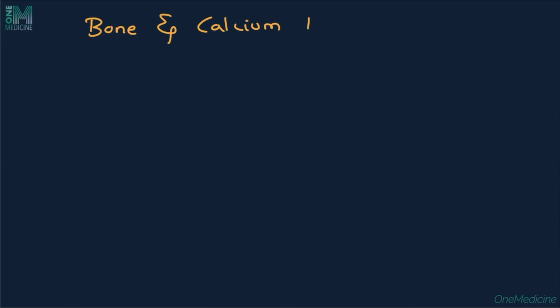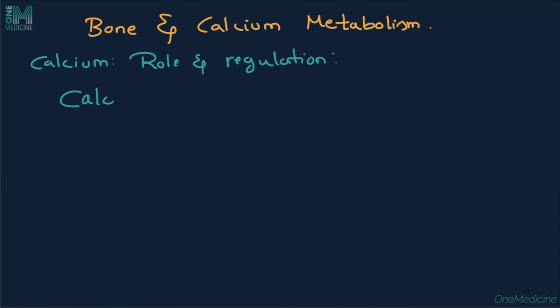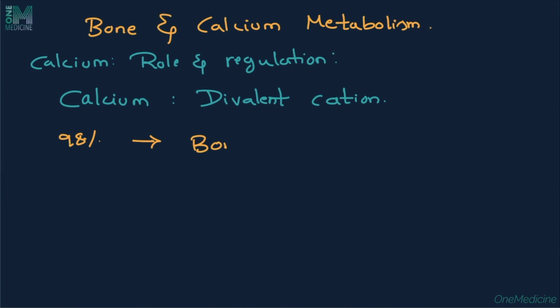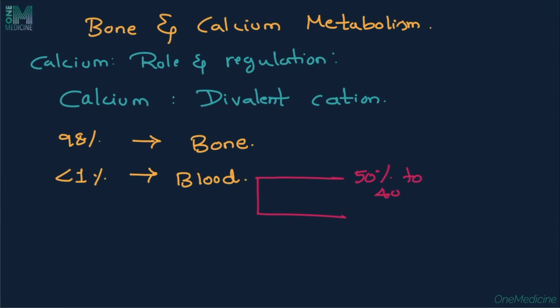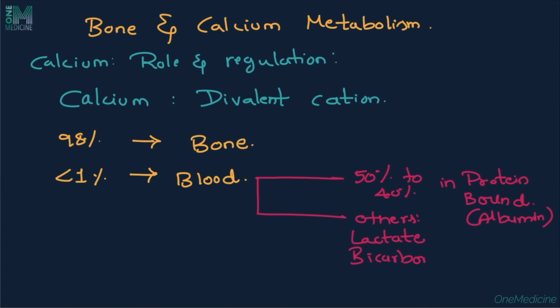Bone and calcium metabolism. Calcium is a divalent cation. 98% of the calcium in the body is in bone, and less than 1% of total body calcium is present in blood. Half of this is free or ionized. The remainder, about 40%, is protein bound, mainly to albumin, or complexed with other ions such as lactate, bicarbonate, and phosphates.